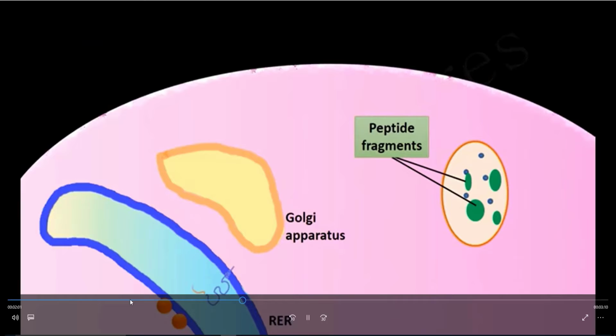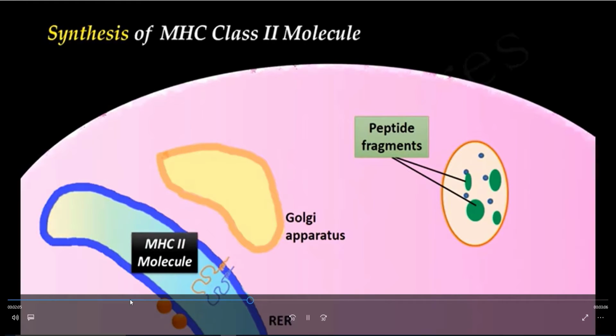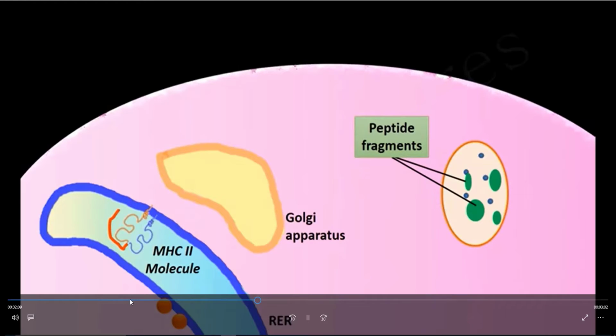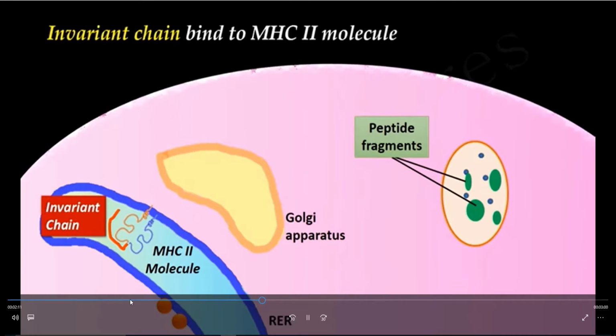MHC class II molecules are synthesized and assembled in rough endoplasmic reticulum. Here, the alpha and beta chains of the molecules associate with a third protein chain, called the invariant chain. This invariant chain binds to the groove of MHC class II molecule. This binding stops self-peptides in the rough endoplasmic reticulum from binding to the MHC molecule.